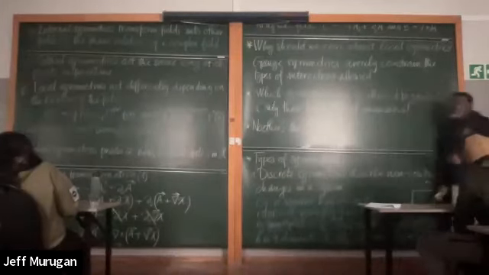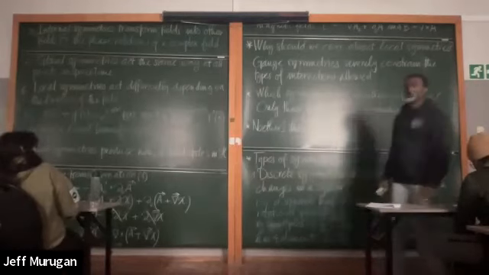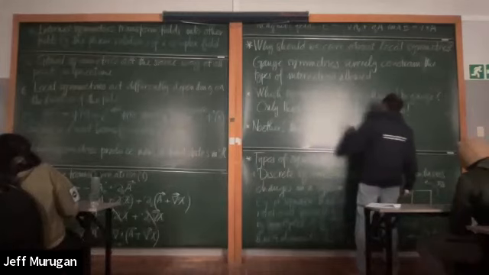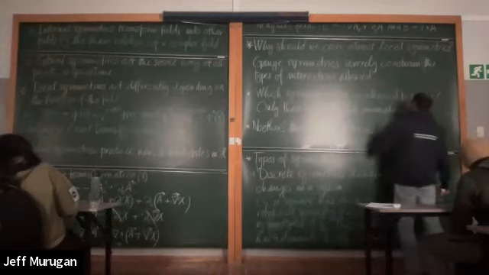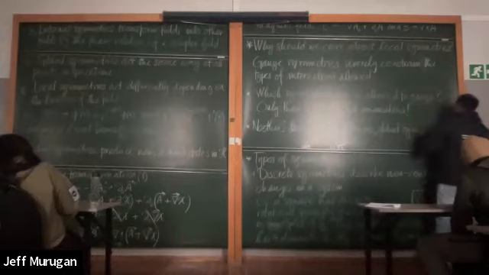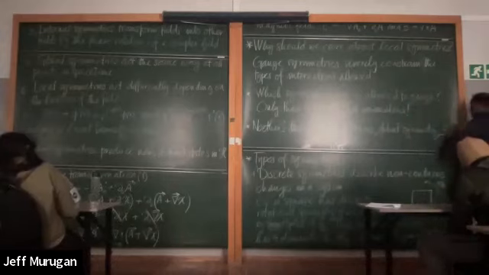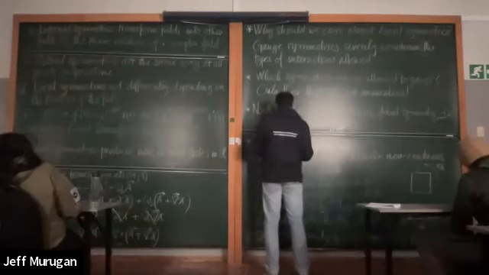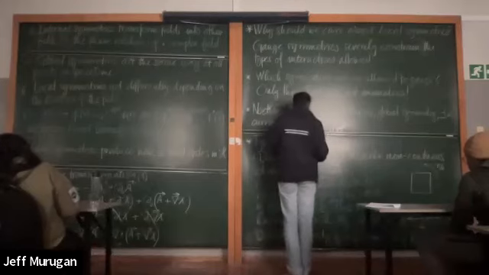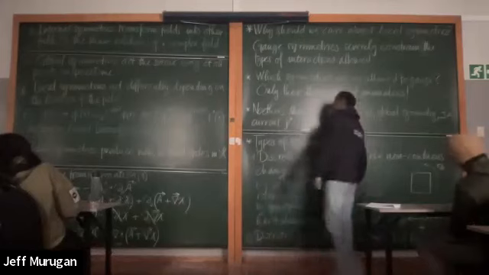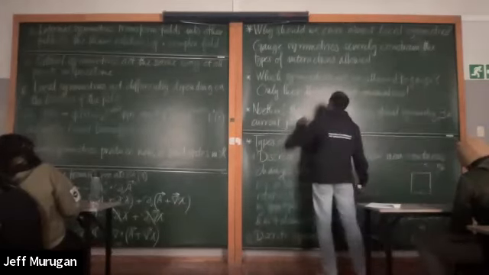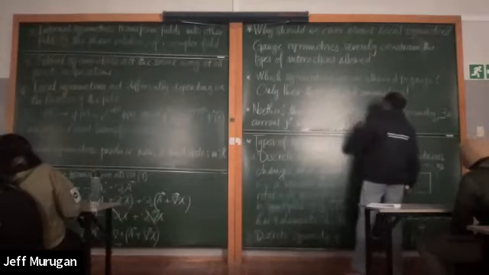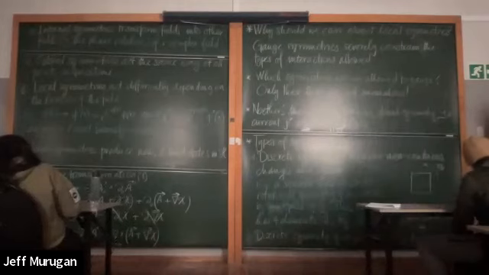It says that for every continuous global symmetry, there exists a current J mu that is conserved. So for every continuous global symmetry, there exists a current J mu that is conserved, that is, the derivative of J mu is equal to zero. This is called the conservation of that current.